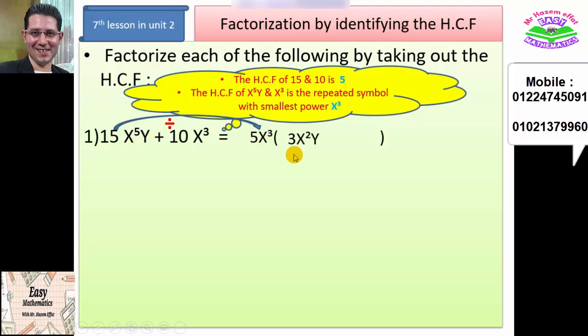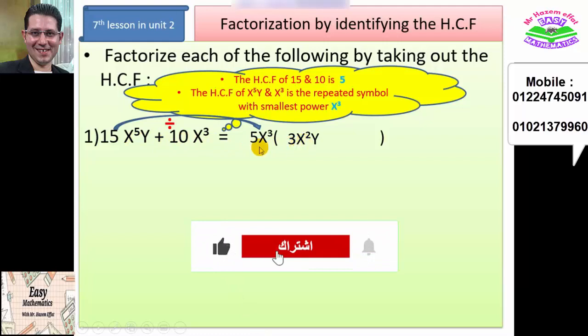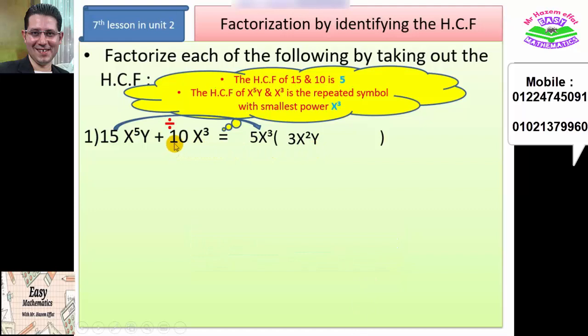15 divided by 5 equals 3, and x power 5 divided by x power 3 equals x power 2, and keep y as it is. Second, we divide 10x power 3 by 5x power 3. It will be equal to 10 divided by 5, which equals positive 2, and x power 3 divided by x power 3 equals x power 0. Now we can cancel it. Okay, let's see more exercises to understand this lesson.